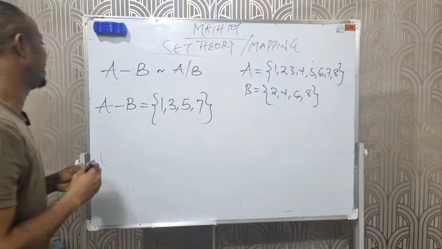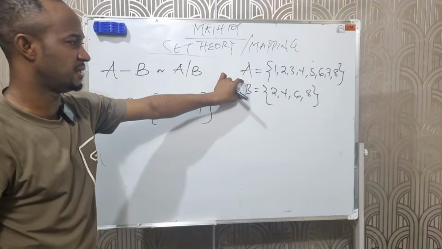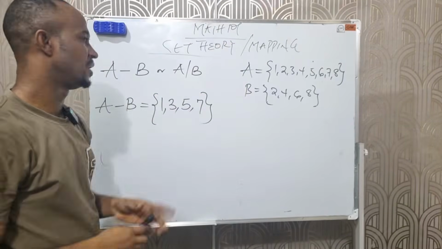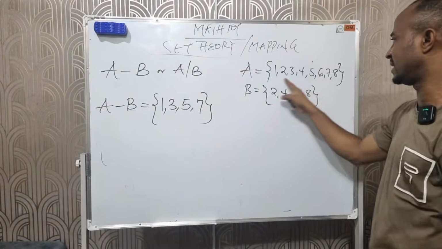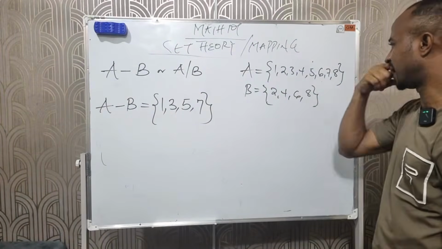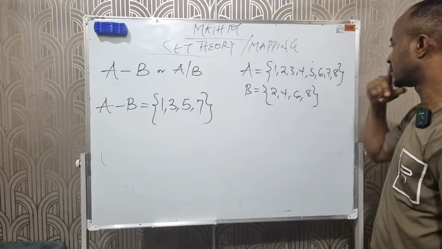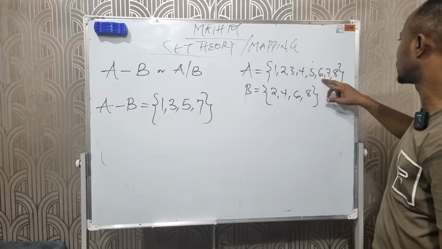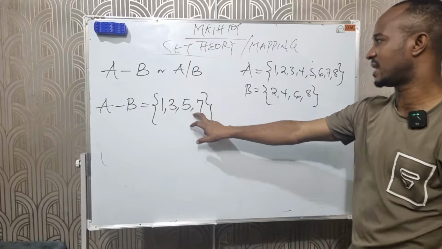So this means elements that are found in A but not in B. Just look at all these elements here. What are the elements you can see here that are not in B? They are simply 1, 3, 5, and 7, right? Because 2, 4, 6, and 8 are all in B. So the answer is 1, 3, 5, and 7.